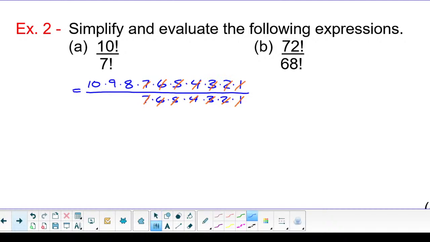But you can even think of 10 factorial is equal to 10 times 9 times 8 times 7 factorial all over 7 factorial, and then just cancel those. That's an easier way of writing it. So 10 times 9 times 8, 720. Try 72 factorial divided by 68 factorial. Simplify it and evaluate.